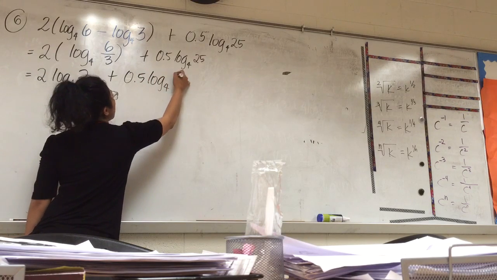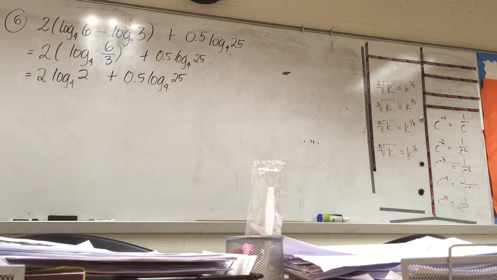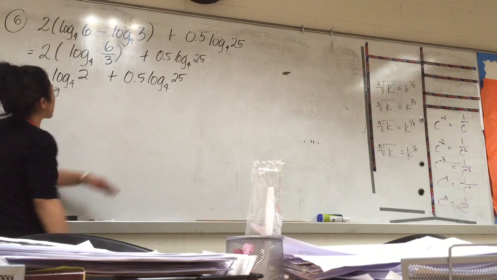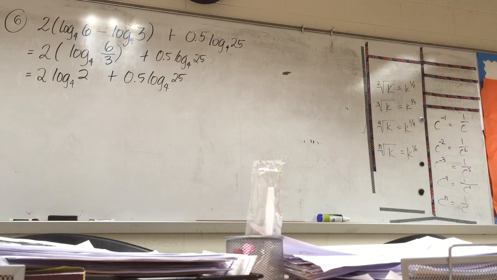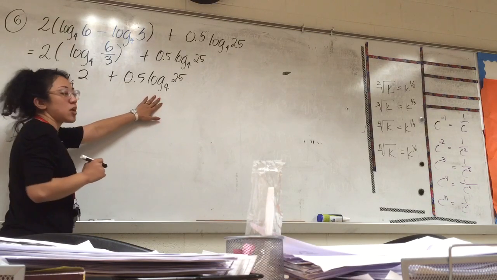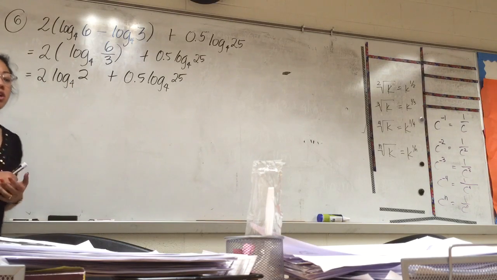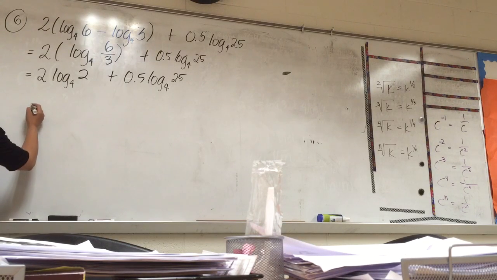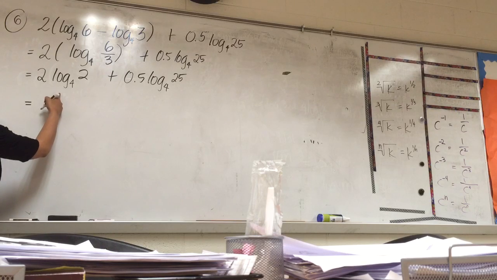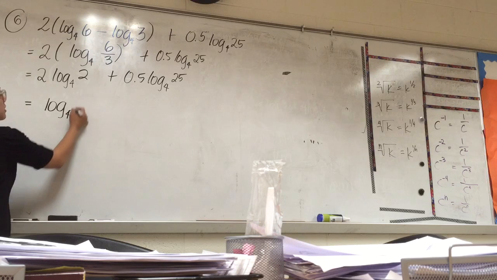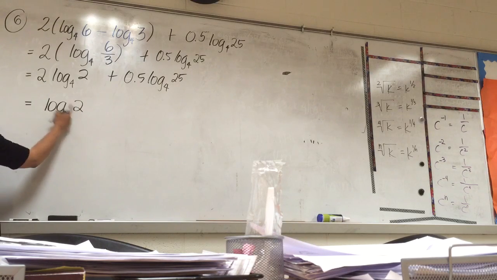Now that we have no more parentheses, we can take a look at these 2 logarithms. We have 2 logarithms over here and half a logarithm over here. Again, we want to condense it into 1 logarithm. Immediately you see a 2 times this log and a 0.5 times this log. So which property are we going to use of the logarithm properties? It's going to be the power property. Okay, so how are we going to rewrite this? Log base 4 of 2 raised to 2, or in other words, 2 squared.